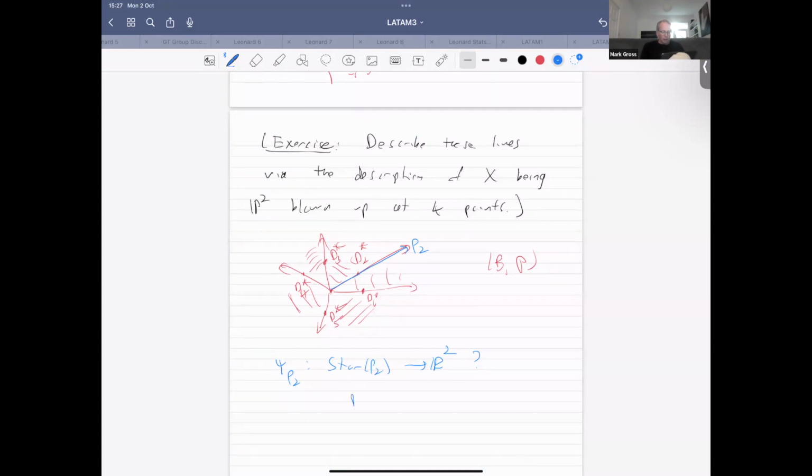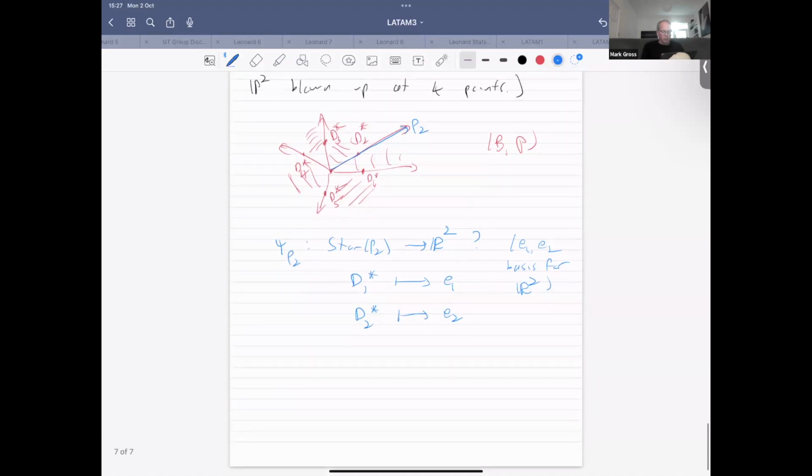Well, according to the formula, D1 star was going to get mapped to e1. We have a basis e1 and e2 for R2, and we define D1 star to map to e1, D2 star maps to e2, and now D3 star is supposed to map to minus e1 minus, and the formula I had, if you look back at what I've written, sorry, I just realized, did I write this correctly?